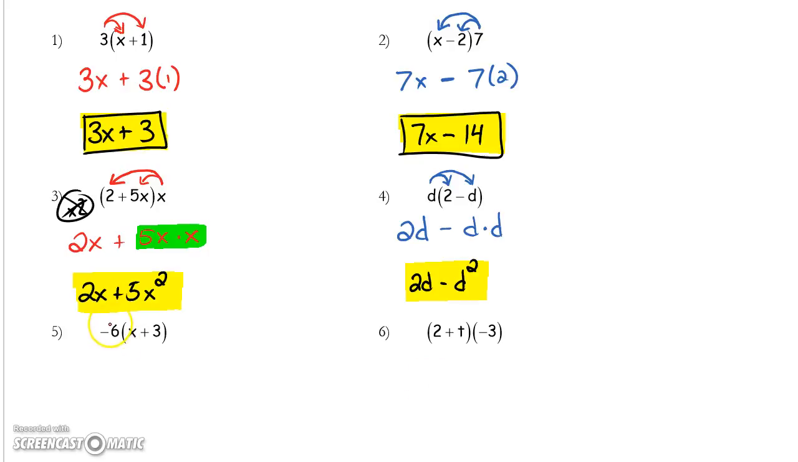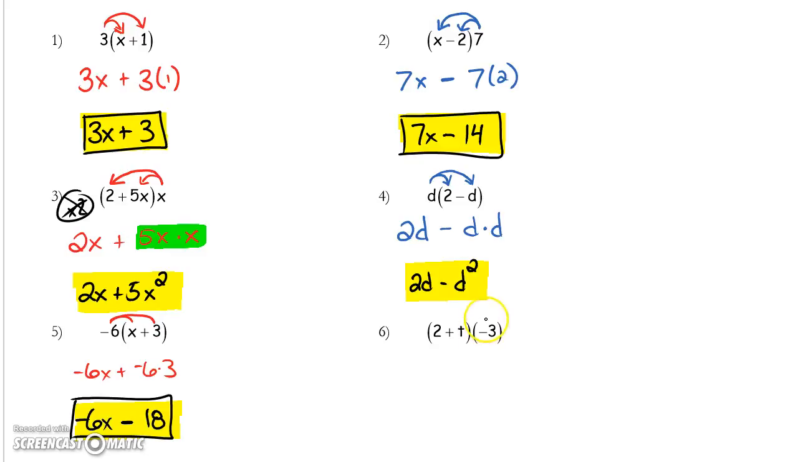So for number 5, you should have distributed to get negative 6x plus, distribute again, negative 6 times 3. That gives you negative 6x plus negative. We do want to simplify that to subtraction. Do not write that as plus minus in your final answer. If you write it that way here, that's fine. 18. And we're done.